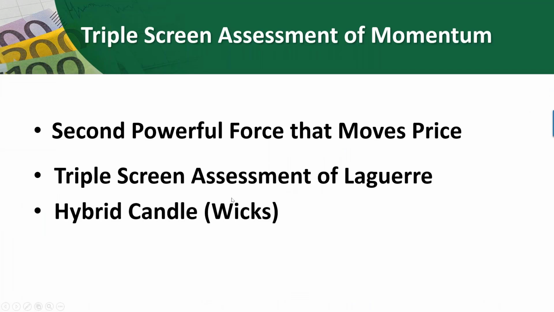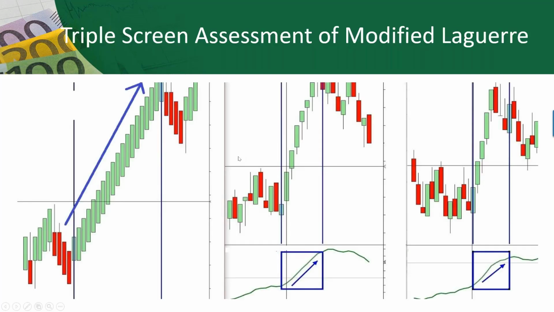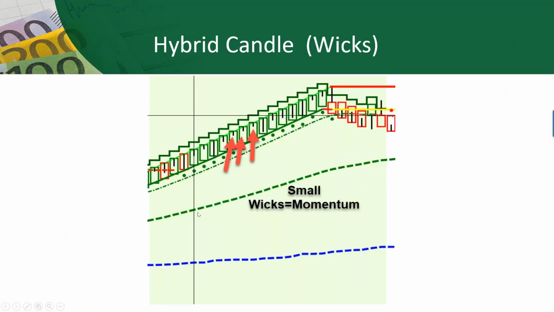So the second most powerful force that moves price is the triple screen assessment of the Laguerre. And also we have our hybrid candles. So triple screen assessment means 3 time frames in agreement. Order flow going in the same direction, and the modified Laguerre going in the same direction on 3 time frames.